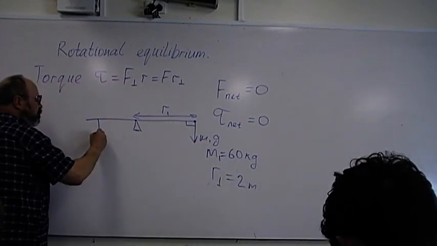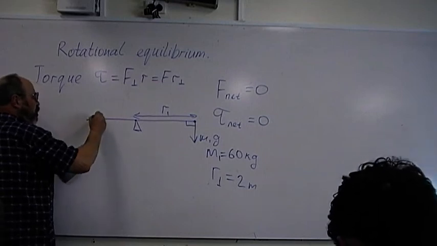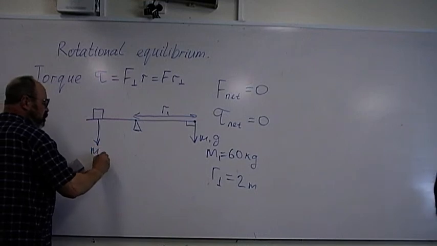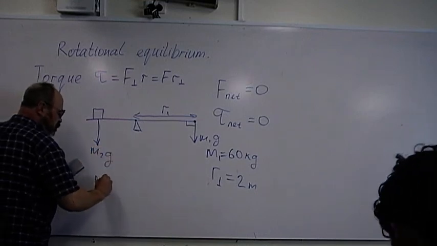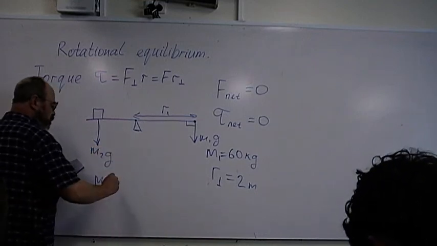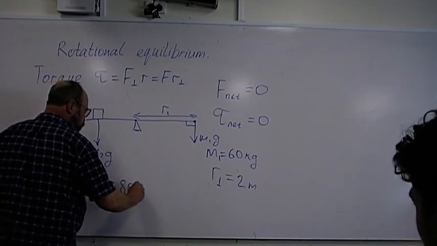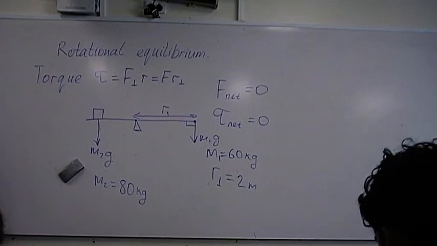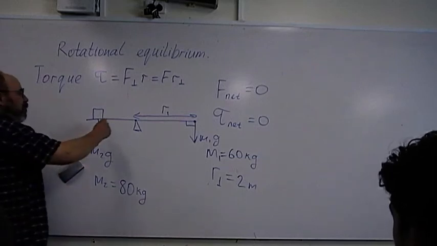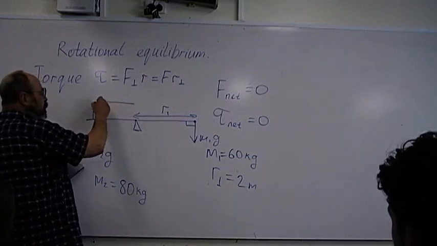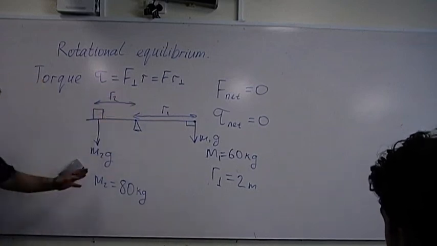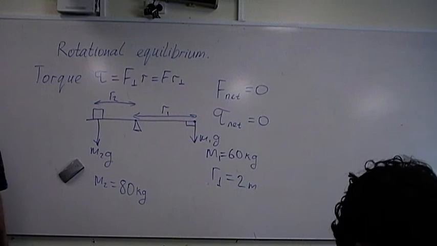And we have another person with a mass M2 equal to 80 kilograms. What should be the distance from the pivotal point at which that person sits to have this system in equilibrium?